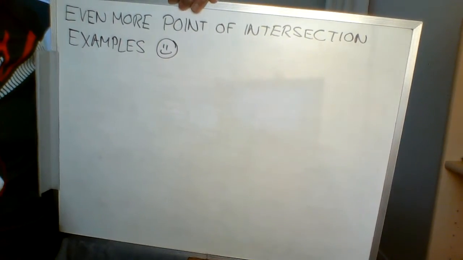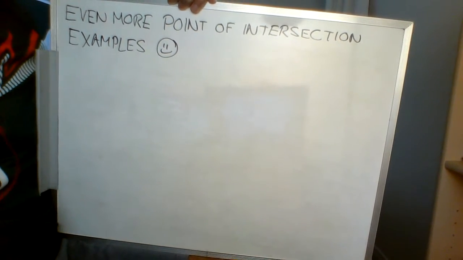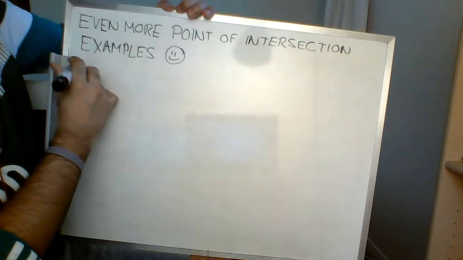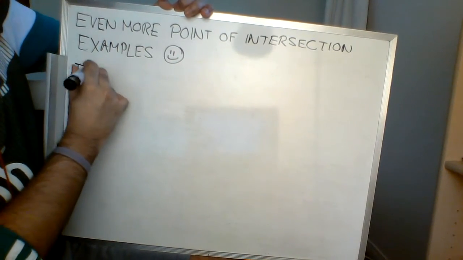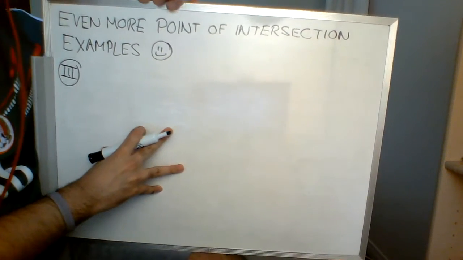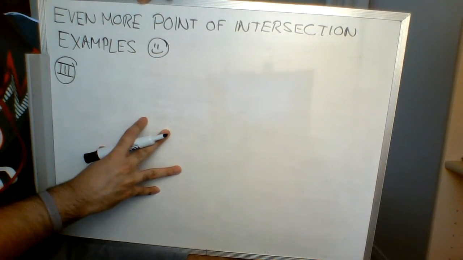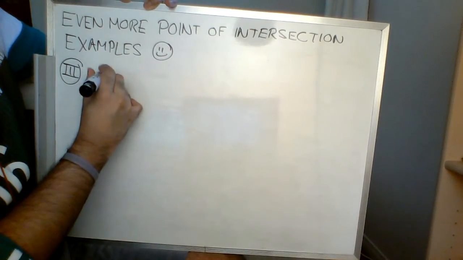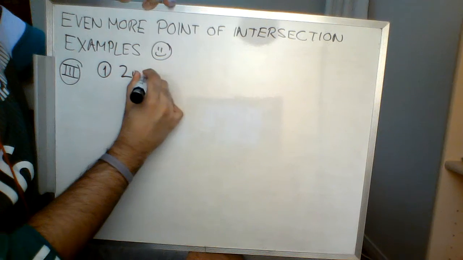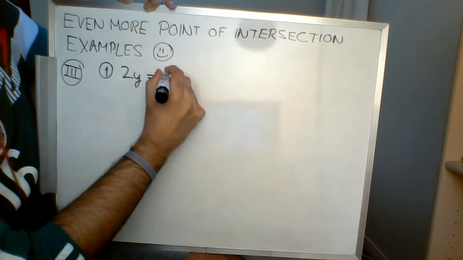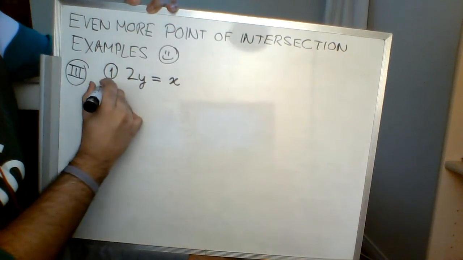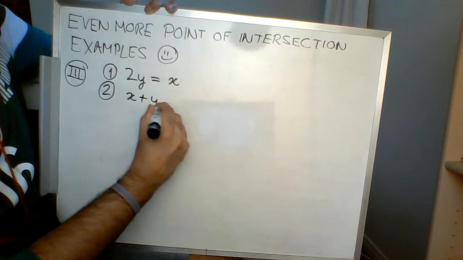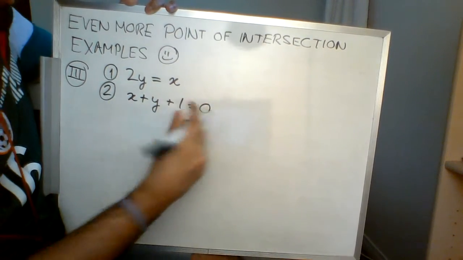So actually I did work this out earlier. Let me pull that up beside me just so that I know what I'm doing. Okay, yeah, so here's our last example of the school year, I guess, related to the material that we've been focusing on at least. Okay, so for this one, your first equation is 2y equals x. Alright, and your second equation is x plus y plus 1 equals 0.